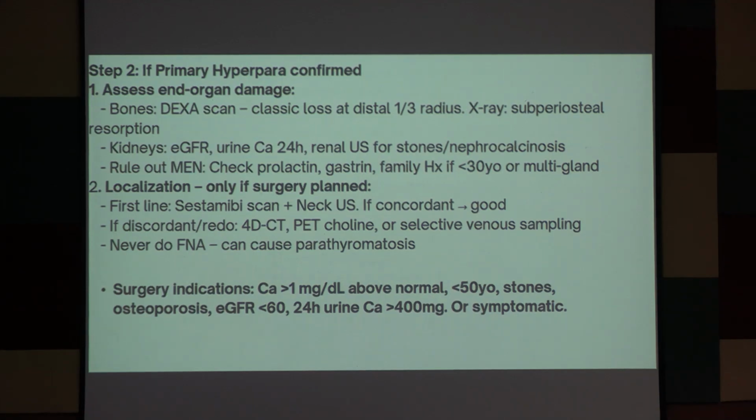Again an MCQ. What will we look for in the kidneys? eGFR, 24-hour urine calcium, and an ultrasound for stones or nephrocalcinosis, the effect of high calcium in the blood. And multiple endocrine neoplasia we have to rule out. Check prolactin, gastrin, and family history if age is less than 30 years or multi-gland disease. Localization only if surgery is planned.